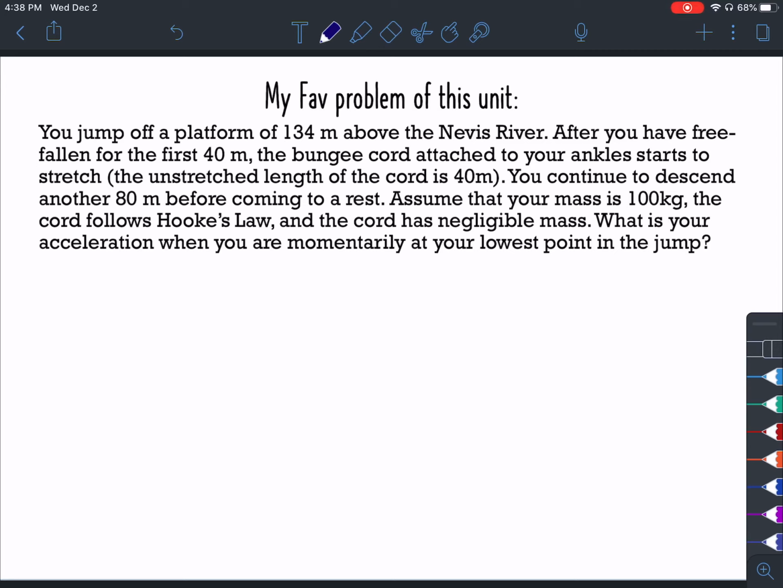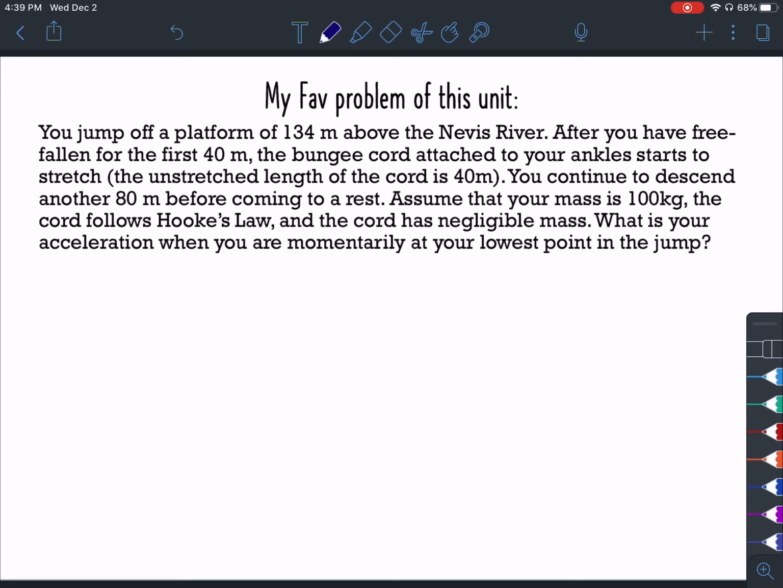It says you jump off a platform 134 meters above the river. After you have free fallen for the first 40 meters, the bungee cord attached to your ankles starts to stretch. The unstretched length of the cord is that 40 meters. You continue to descend another 80 meters before coming to a rest. Assuming that your mass is 100 kilograms and the cord follows Hooke's law, and the cord has negligible mass, what is your acceleration when you're momentarily at your lowest point in the jump?